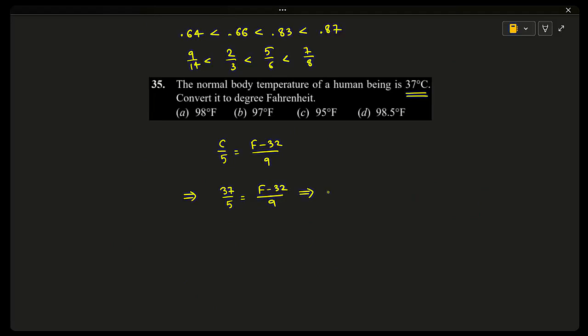So transpose 9 first. So you'll be getting 37 by 5 times 9. Then transpose this minus 32 also, so it will be plus 32. That will be the F value. So let us solve this. They're having at least the decimal here, so try to convert this into decimal form. Here I have the denominator 5. I want to make it 10. So just multiply by 2 in denominator and numerator. So 37 and 9, we try to multiply. Let me do it in the rough work.